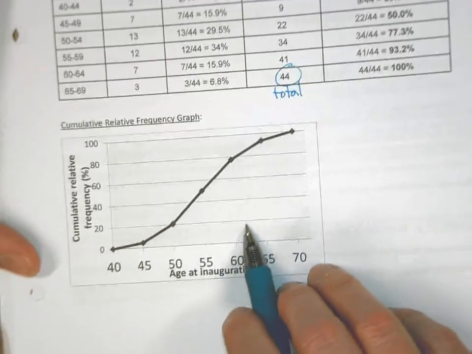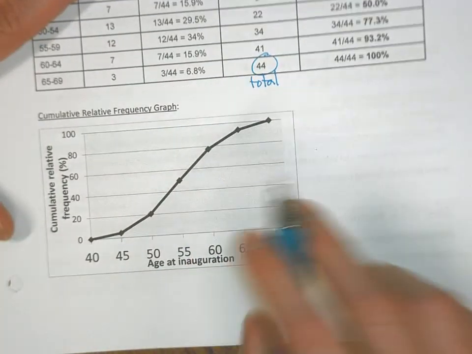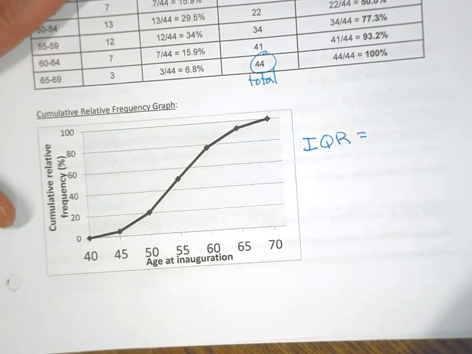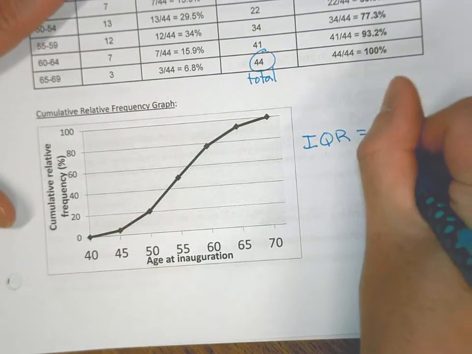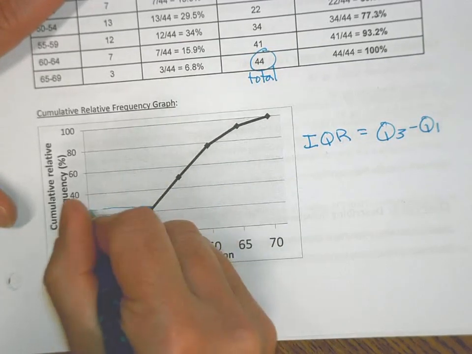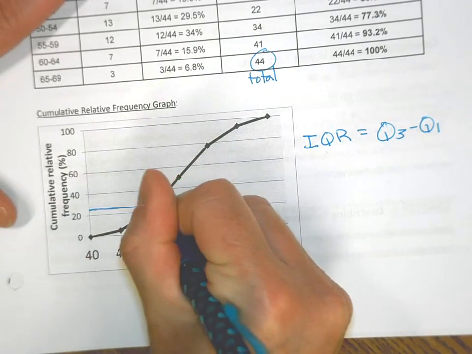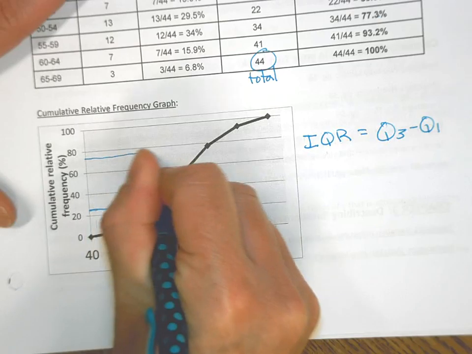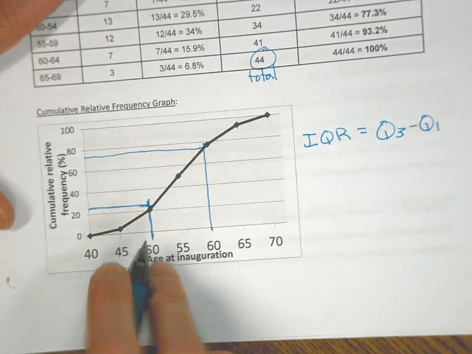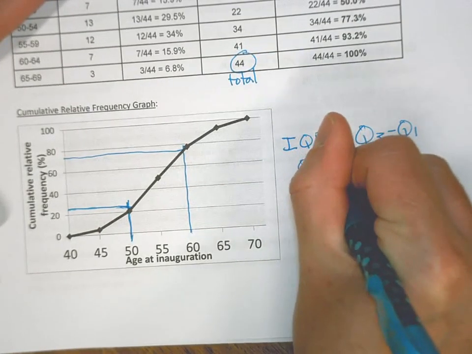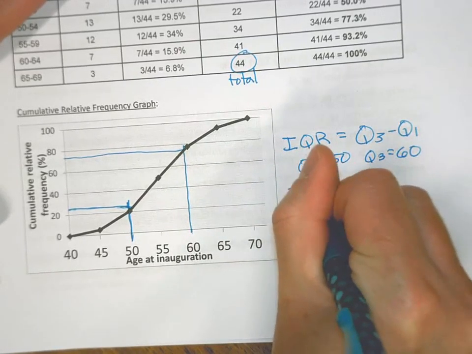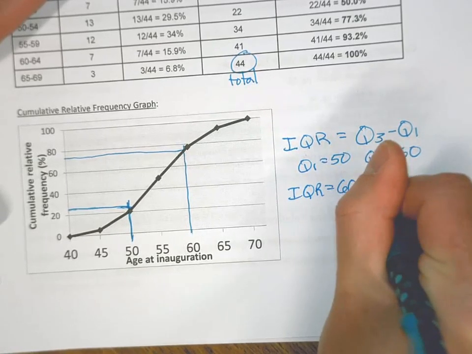The graph is the confusing part. A lot of times I like to give you this in a multiple choice problem and ask you what your IQR is, or what your Q1 is, or Q3. So IQR is Q3 minus Q1. So you would approximate where your Q1 is and where your Q3 is, and go down to your x-axis. So it's looking like your Q1 is 50, and your Q3 is 60, so your IQR would be 60 minus 50, or 10.